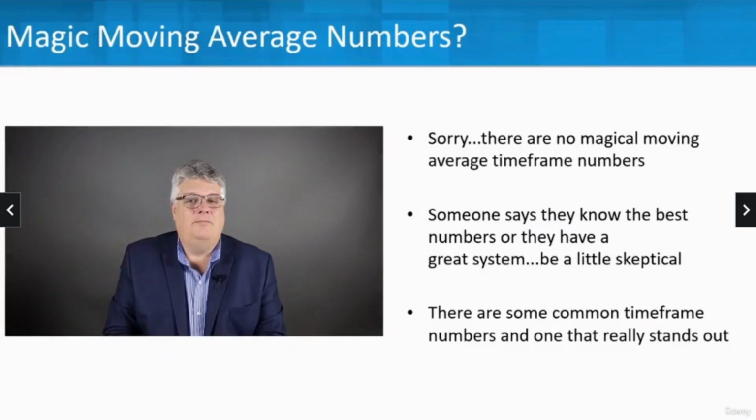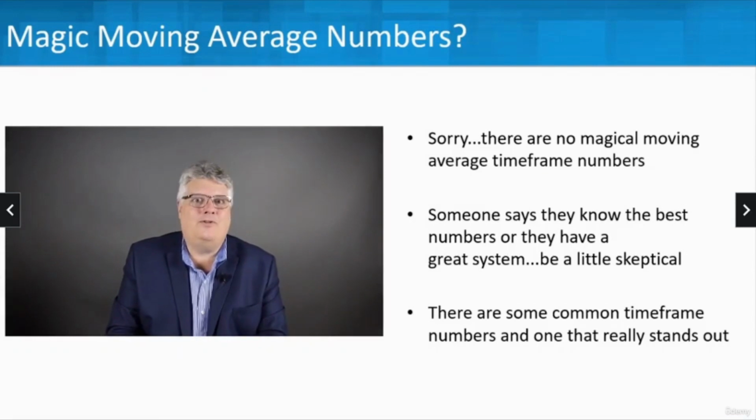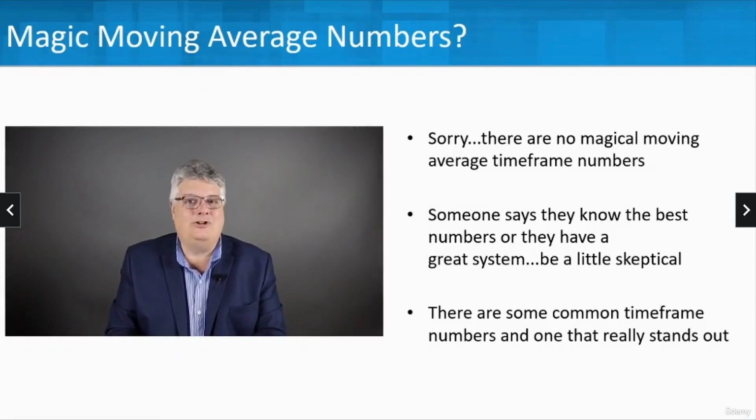So are there some magic moving average numbers? When we talk about that, we're talking about time frame. Are there some magic ones, or the right ones to use, or some better than others? There may be some better than others, but there are no magic moving average numbers or special time frame numbers. If someone says they know the best numbers or they have a great system, you might want to be a little skeptical of that.